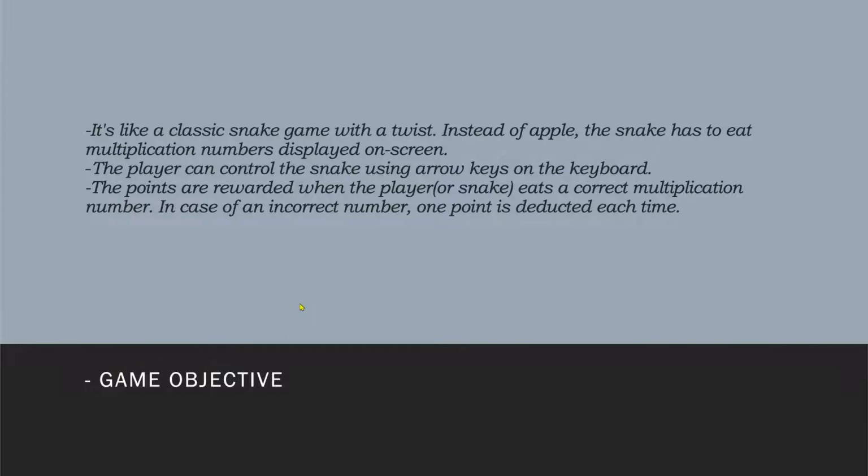It's like a classic snake, but with a twist. Instead of an apple, in this game the snake has to eat the multiplication number displayed on the screen. The player can control the snake using the arrow keys on the keyboard, and points are rewarded when the player or snake eats a correct multiplication number. In case of an incorrect number, 1 point is deducted each time. Let's move to the next slide.